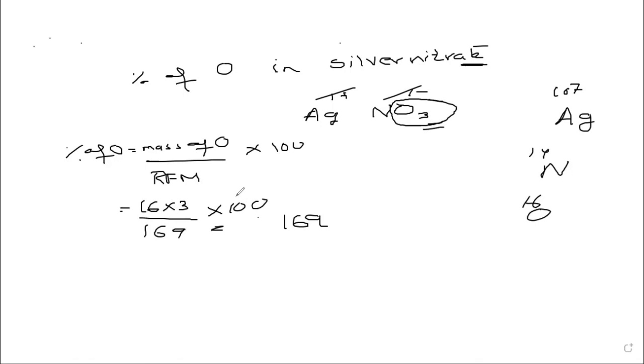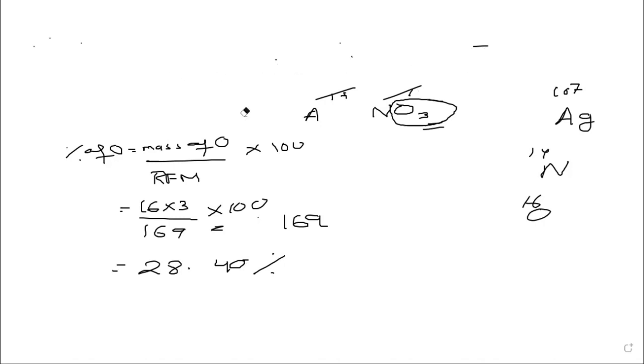What is the answer now? 48 divided by 169 multiplied by 100. 28.40. So my answer is 28.4. I will not leave it up to this much. After this, 0%. 28.40% is the percentage of oxygen in silver nitrate. Okay, check another one. This was the easier one. Let me show you a tougher one.